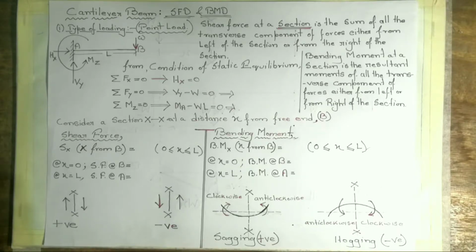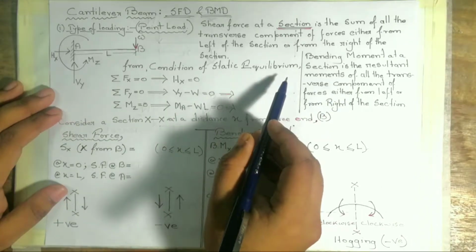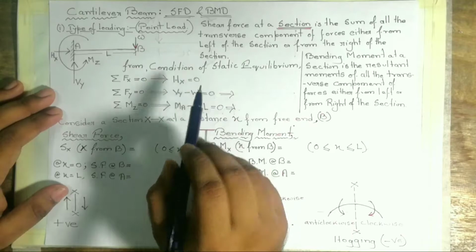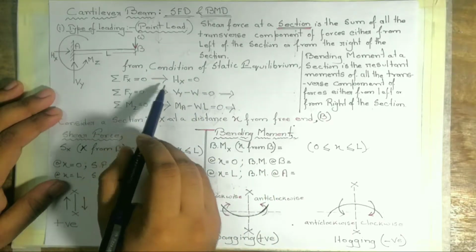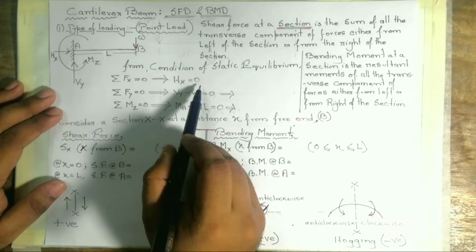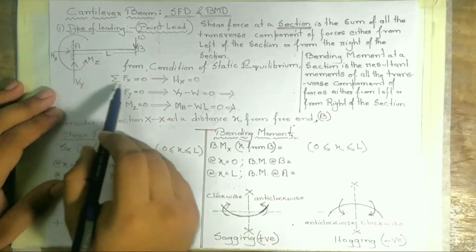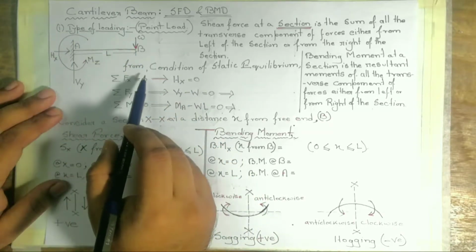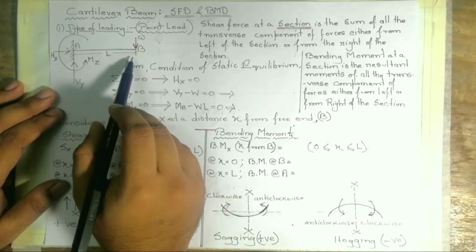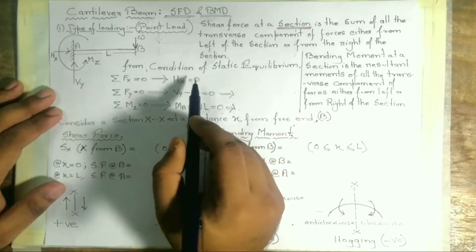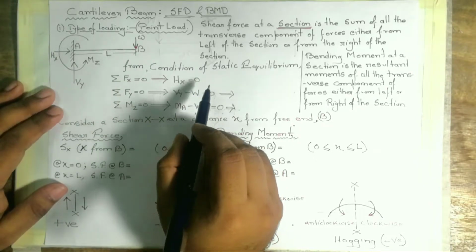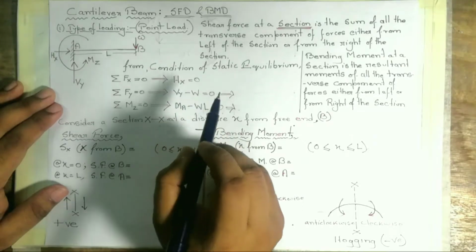Now, from the condition of static equilibrium, from summation of Fx equal to 0, Hx becomes 0. So, in this beam and due to this type of loading, that is a point load which is acting vertically downward, there will be no horizontal reaction. So, horizontal reaction is 0.